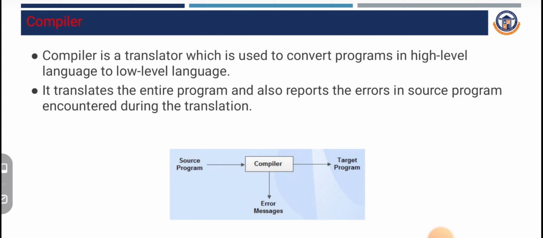This is the example diagram. The source program is the user input, that is a high level language program. The compiler is one type of translator. The user program, the high level language program, using the compiler translator, can be converted into the target program. If there is any error in that particular program, it will display the error message. That is the compiler.